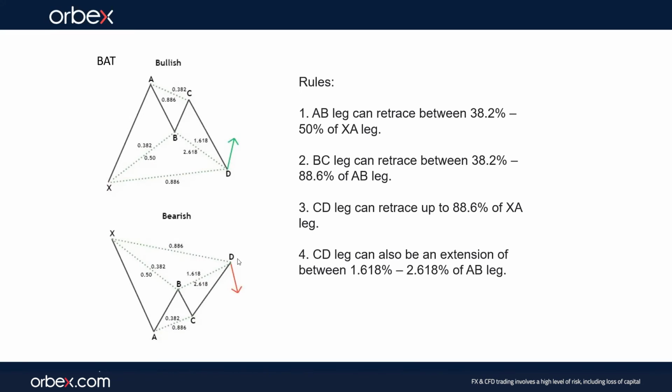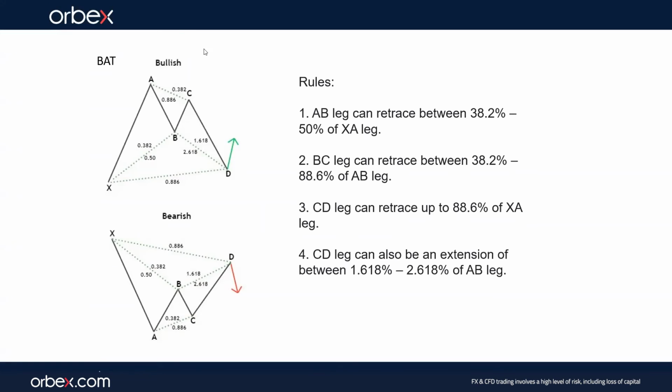And then finally, to get to point D, we have an extension of the AB leg. So what I'm going to do is put a Fibonacci extension of ABA, and then you're going to see this run up to 1.618 to 2.618 here as well.